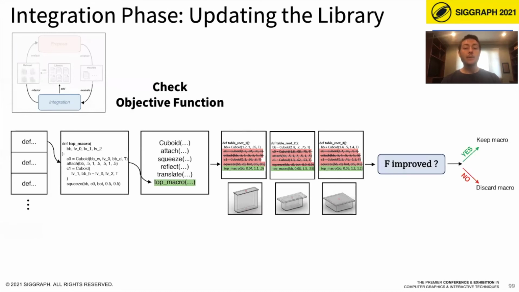ShapeMOD then calculates the objective function score of the original library and the new library. It accepts the new library if it leads to a better objective function score. Otherwise, the macro under consideration is rejected and the old library is kept. This process is repeated for multiple top-ranked macros.